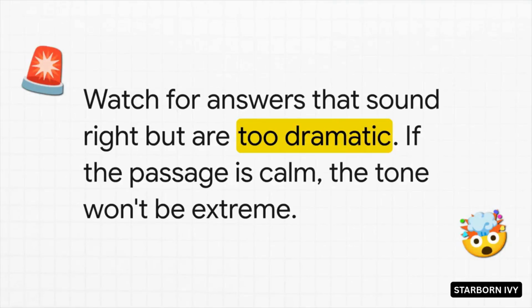Okay, first up is the too strong trap. You'll see an answer choice that says something like vehemently outraged. But if the passage is just kind of calmly critical, that answer is way too extreme. The SAT loves this. If the author's tone is, say, a 5 out of 10 on the intensity scale, don't you dare pick an answer that's a 10 out of 10.